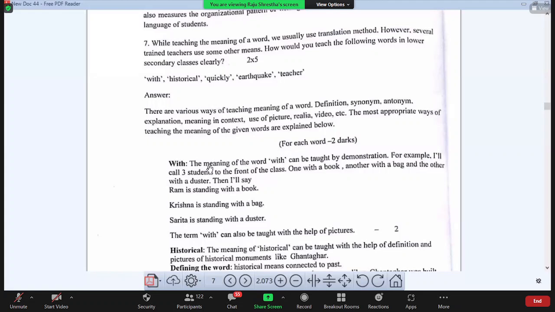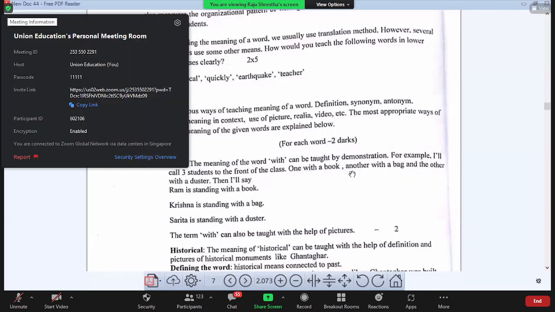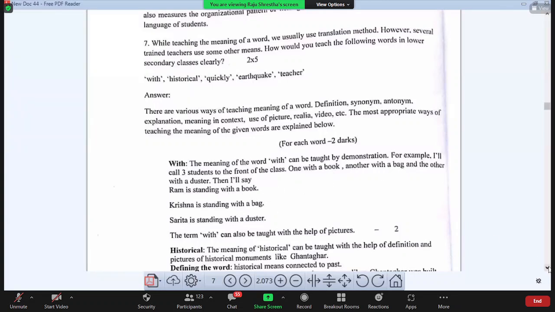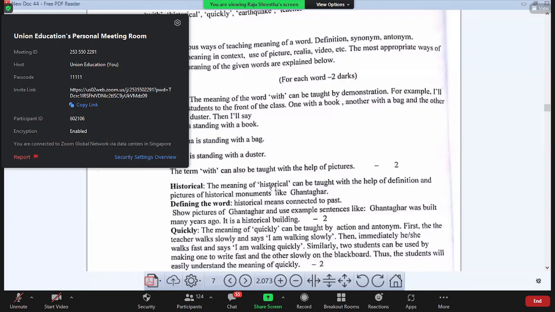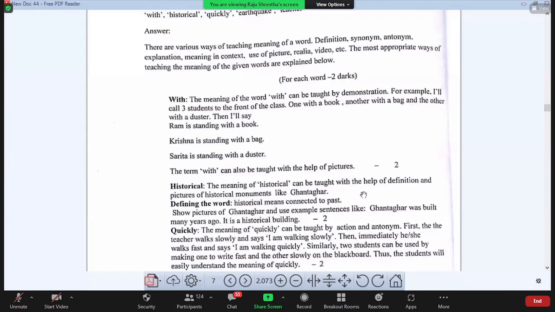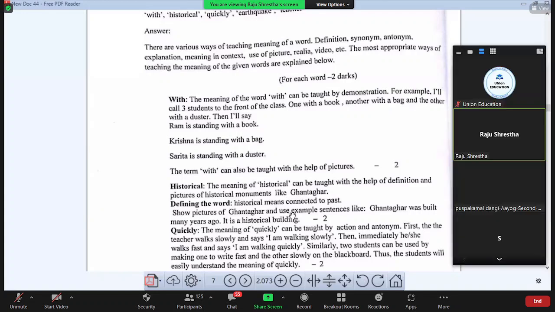Then how do we teach with? The meaning of with can be brought by demonstration. For example, I will call 3 students to the front of the class, one with a book, another with a bag, and another. Ram is standing with a book. This example, giving examples. We can make historical clear. The meaning of historical can be taught with the help of definition and pictures of historical moments like Ghantaghar. In definition of word, historical means connected to the past. We can do definition. So pictures of Ghantaghar and use example sentence like Ghantaghar was built many years ago. It is a historical building. So definition and using in sentences.